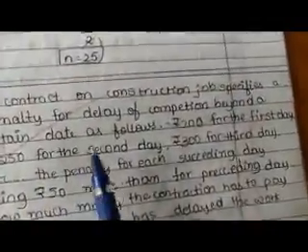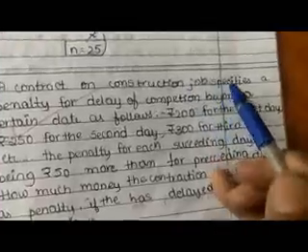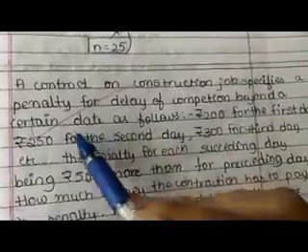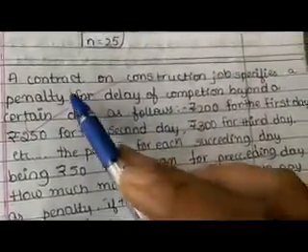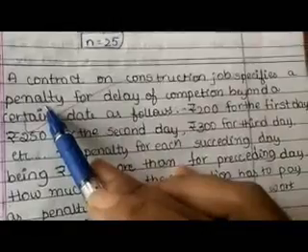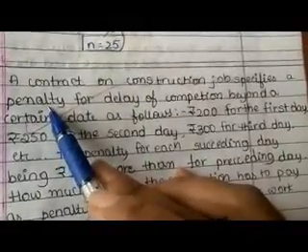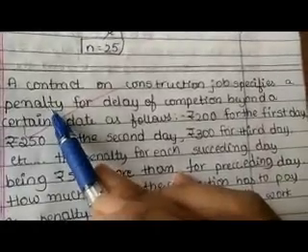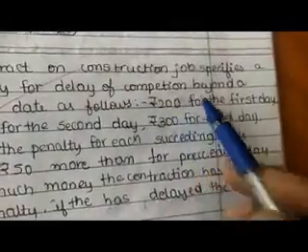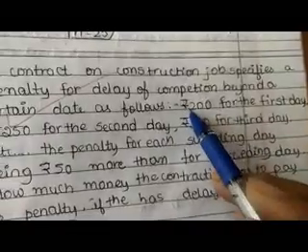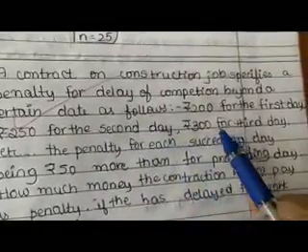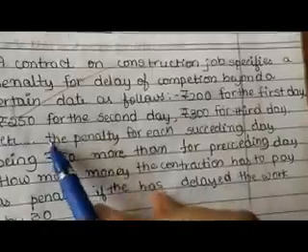A contractor on a construction job specifies a penalty for delay of completion beyond a certain date as follows. So he is a contractor, and if there is a delay in the job, he pays a penalty. He just specifies the employer to pay some penalty, a fine amount. For the first day the penalty amount is 200 and 250 for the second day, 300 for the third day, and so on.